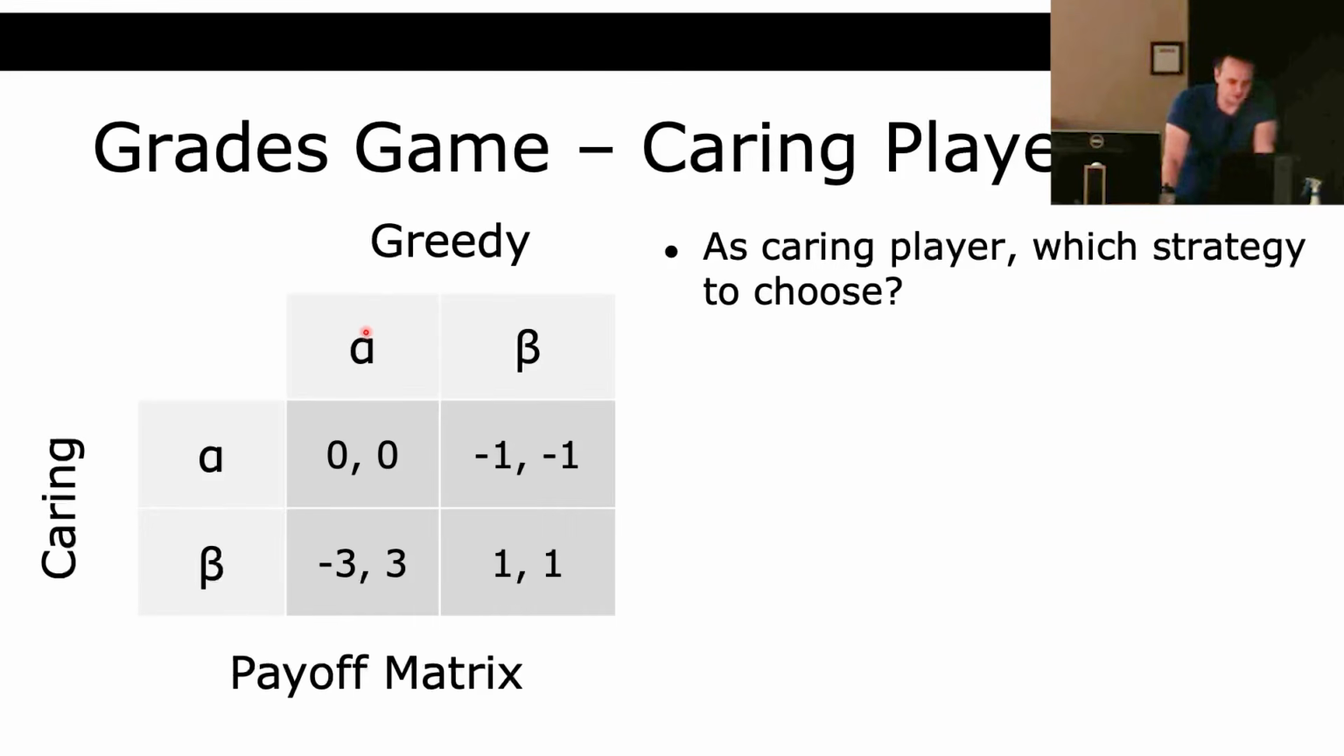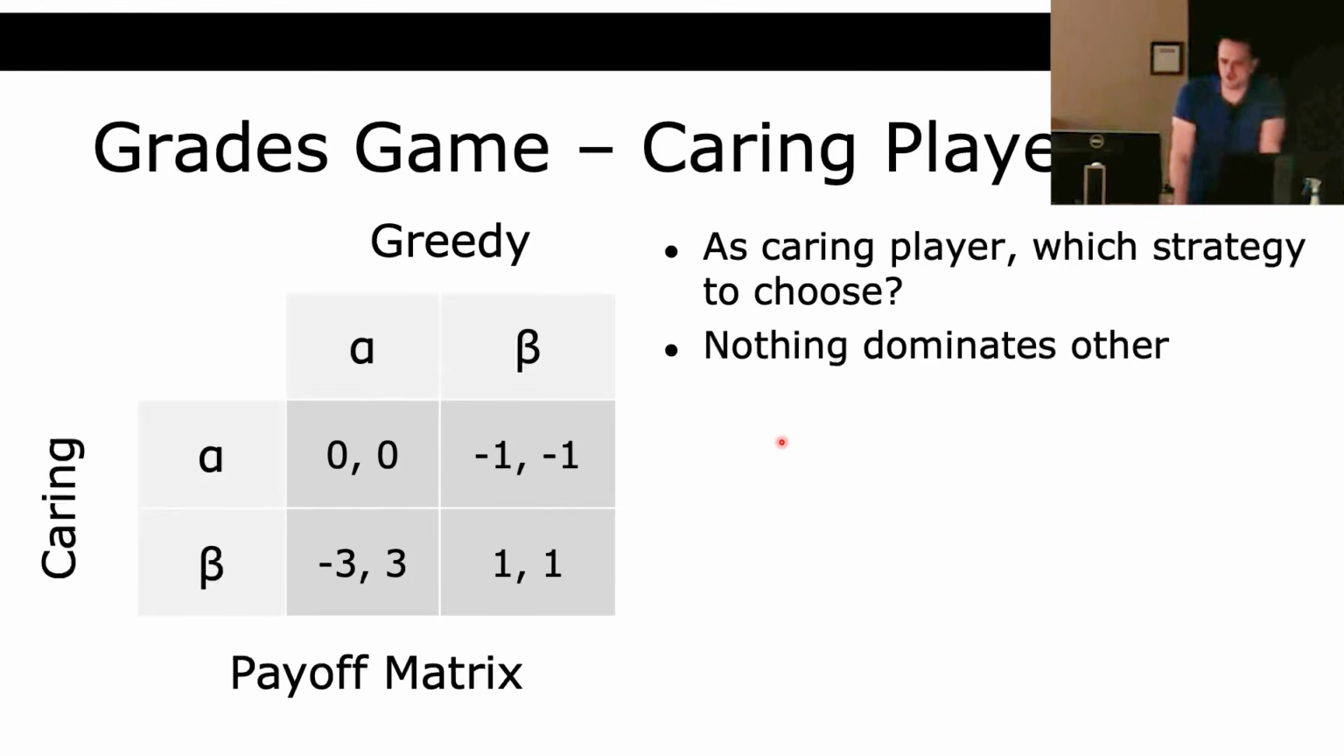So for the greedy player, if the greedy player chooses alpha, then alpha is better. If the greedy player chooses beta, however, then beta is better. So there is no dominated strategy. So what do we choose here?